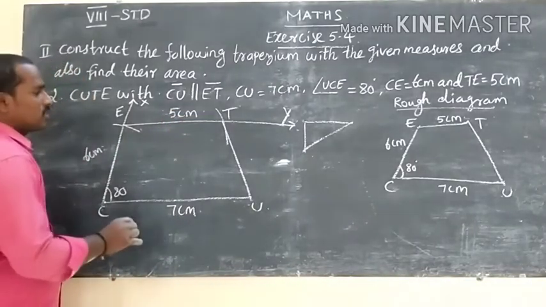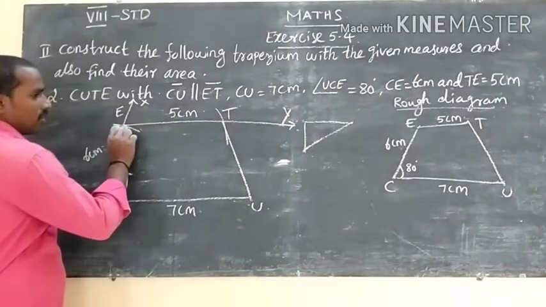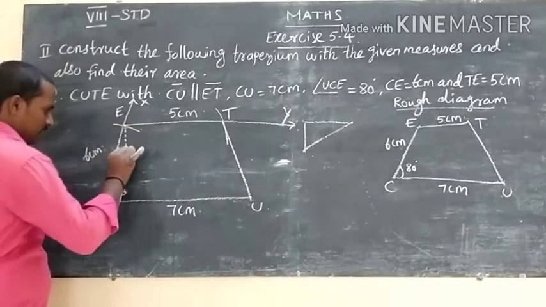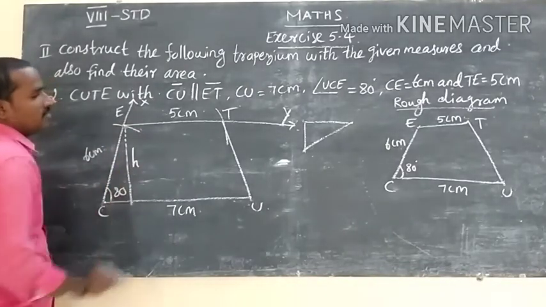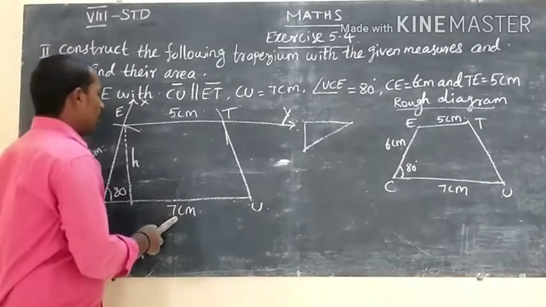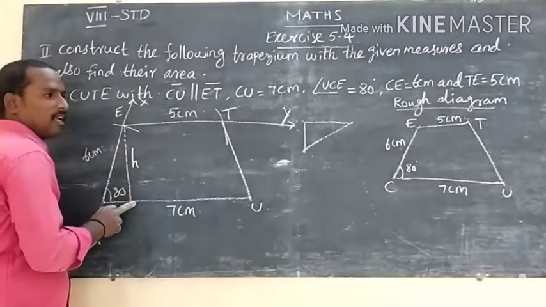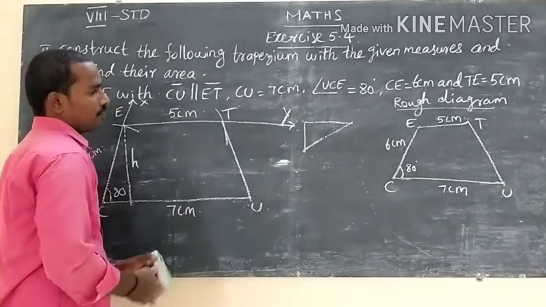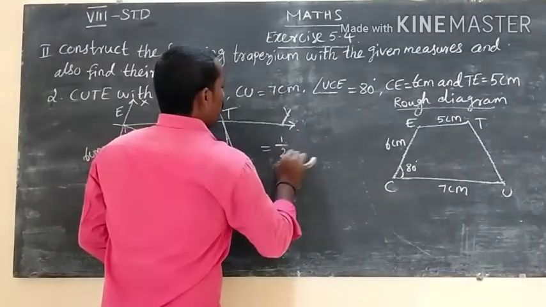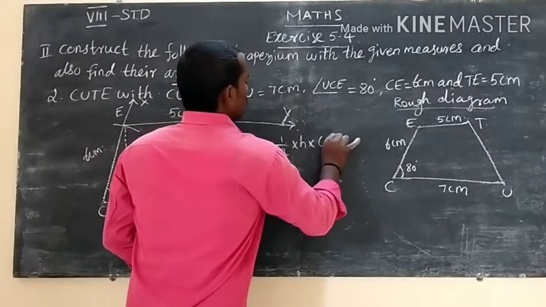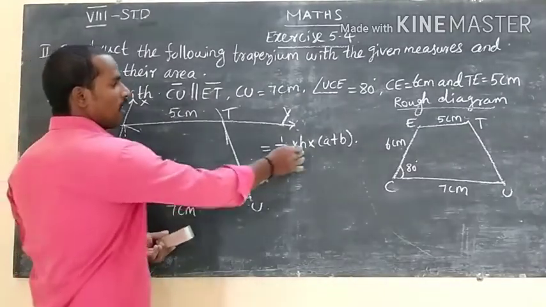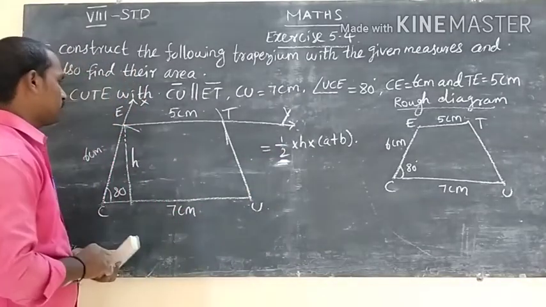Understood. Then using the set square, with the corner around here, fit on the line ET, then draw the height of the trapezium. Here a is equal to 5 cm, b is equal to 7 cm, and h is equal to the measured length. Measure the length, then use the formula half into h into (a plus b) square units. Use the formula, we get the area of the trapezium.